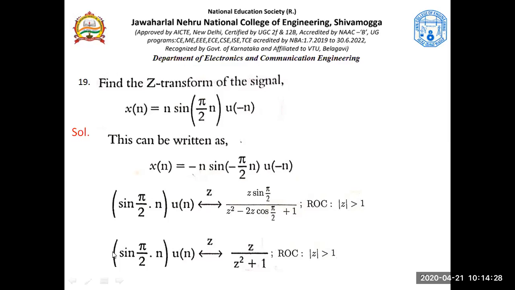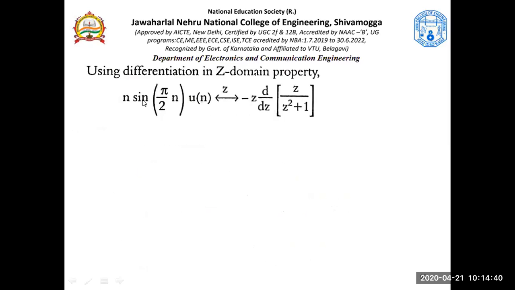So you multiply n to this. If you multiply n, what would be the z transform of that? The z transform of n is minus z into d by dz. You should remember, whenever this n is there, the z transform is minus z into d by dz of the z transform of this, which we have found out earlier, which has become z by z square plus 1. Understand that? So instead of introducing minus, they have introduced n first.